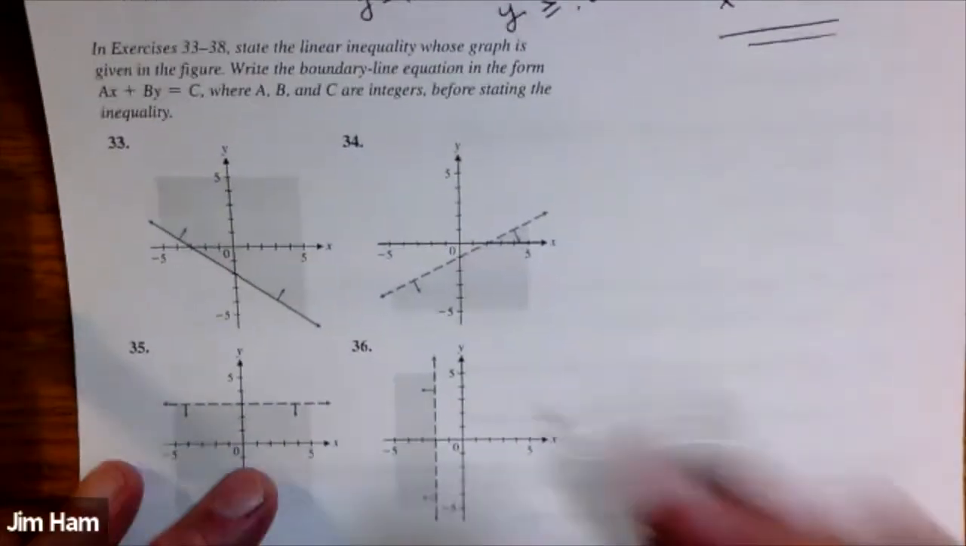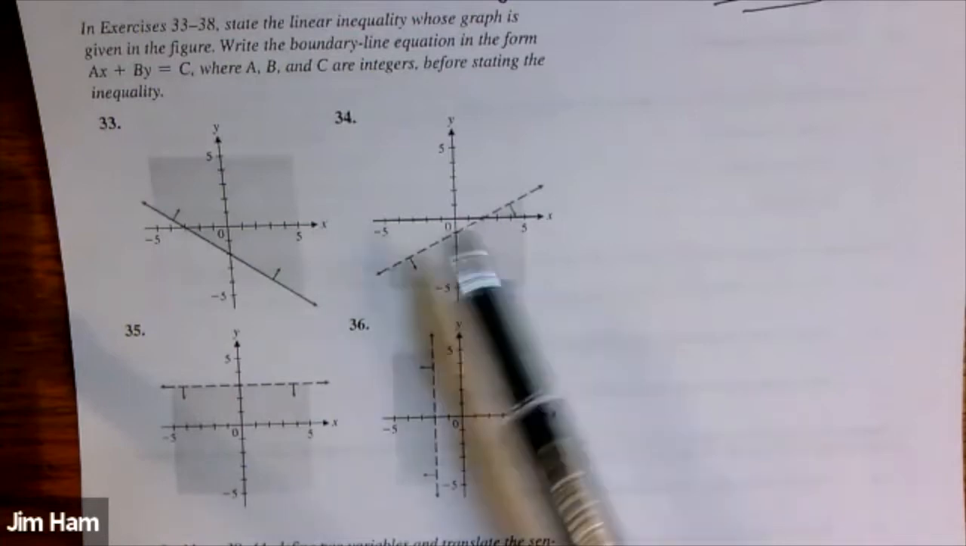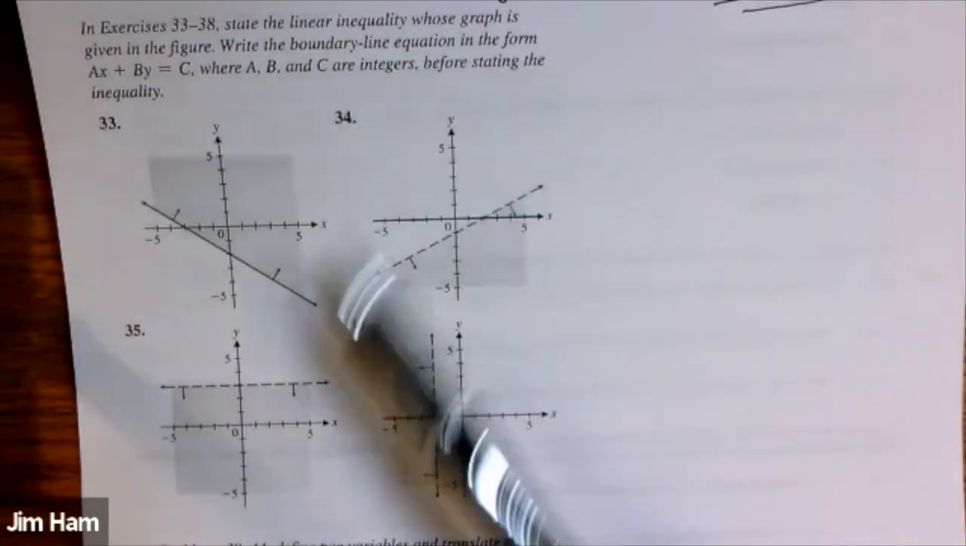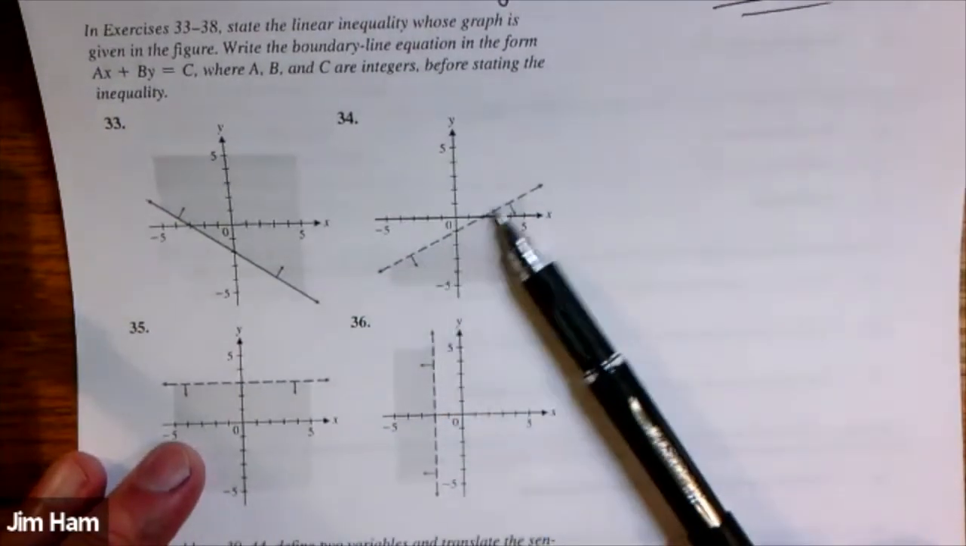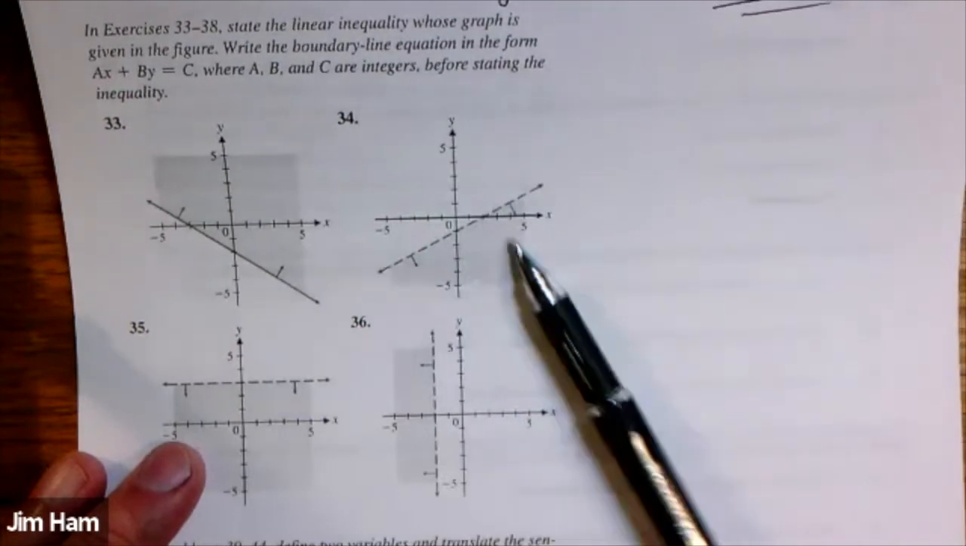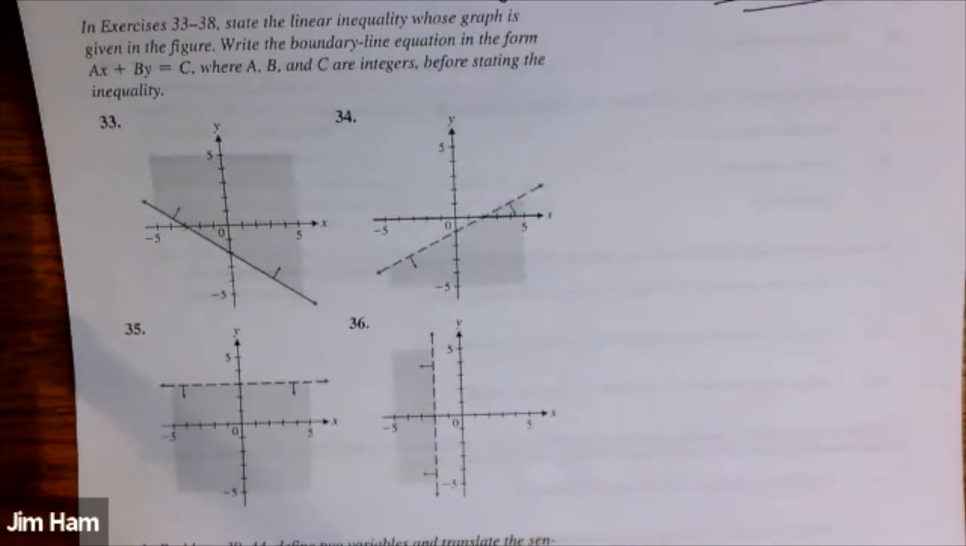We'll get to more word problems, maybe even at the end of this section. Let's take a look at a problem that's already shaded for us, and we're going to do the reverse. We're going to look at a solution set. A couple of things you notice about number 34 is that there's a dotted line, and we're shading underneath the line. So they want you to come up with the inequality, because it's going to have a less than or equal to, greater than or equal to sign.